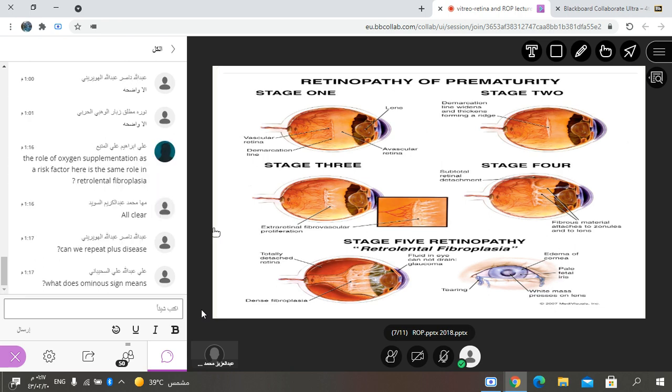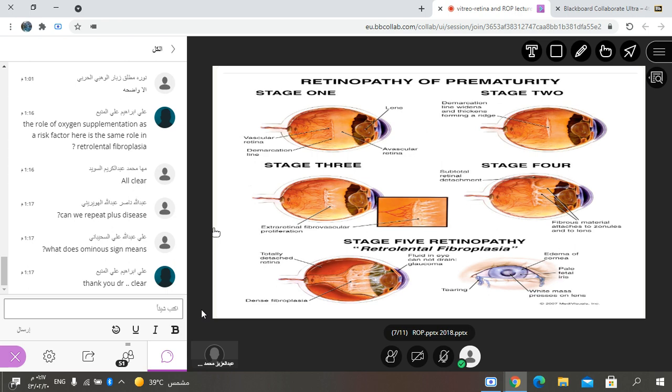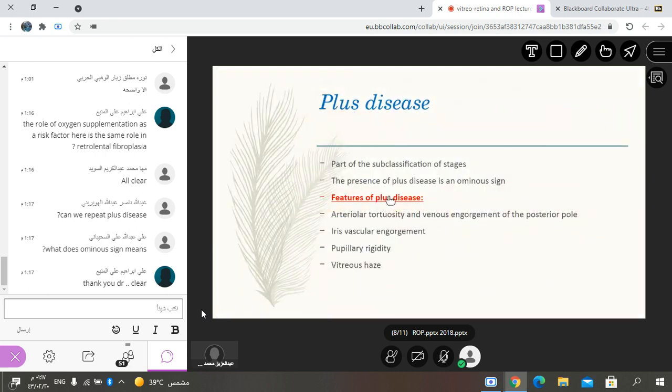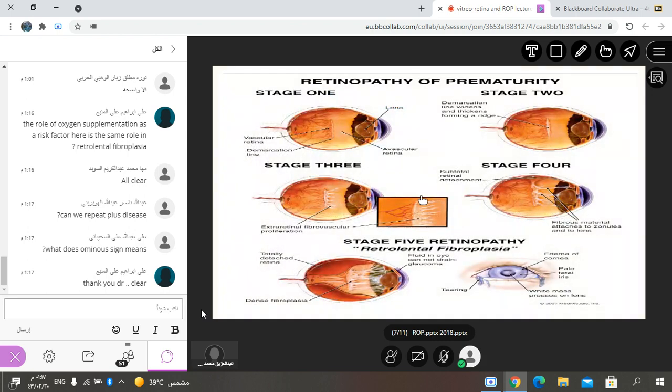Can we repeat plus disease? Okay. Plus disease, ominous sign means it's a poor prognosis. Plus disease means it's a feature inside the retina, I mean inside the blood vessels. If you see these vessels tortuous, engorged, a hazy view, and the pupil is rigid and does not dilate, this is the sign of plus disease. It's not a stage. It's just a sign that we add to the existing stage.